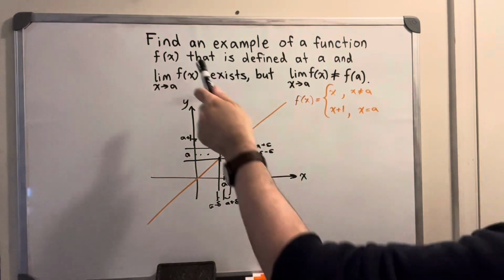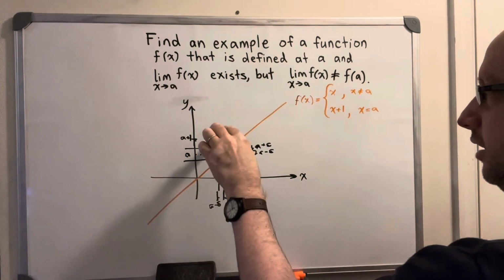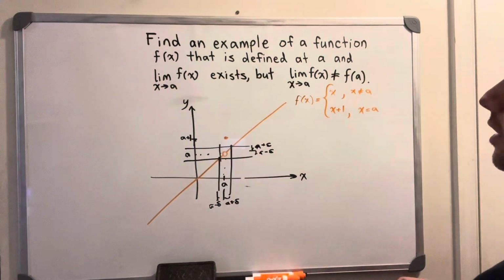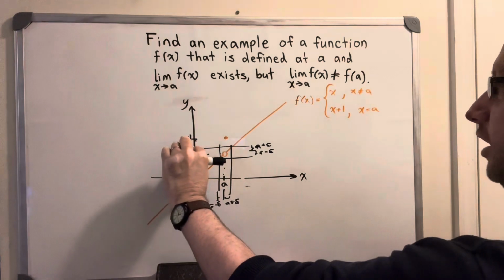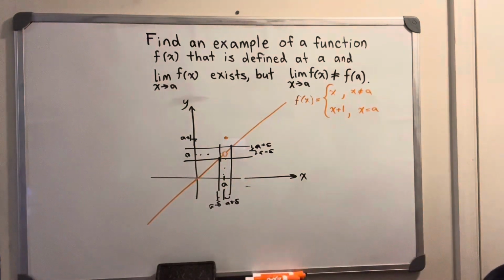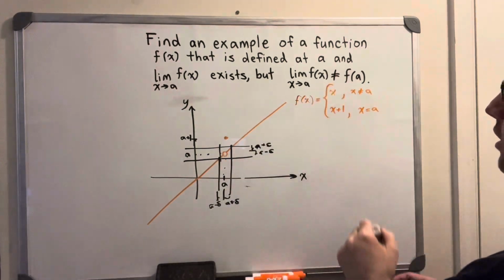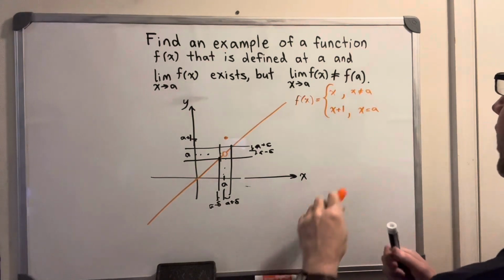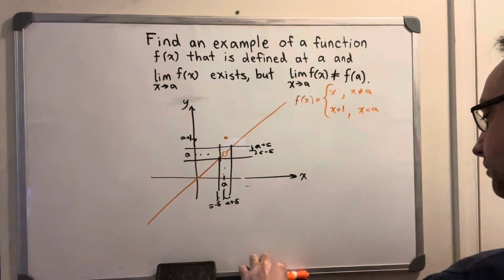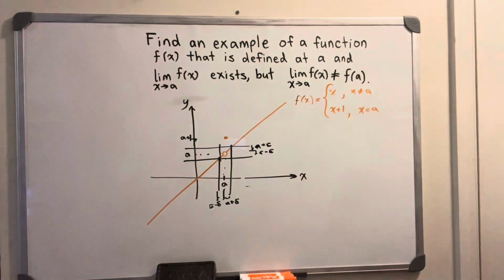So this function is defined at a. This is its value at a. And the limit exists because you can get as close as you want to a. But if you're talking about right at a, the function is not equal to a. It's equal to a plus 1. You could come up with lots of examples, but that's the one that I came up with.